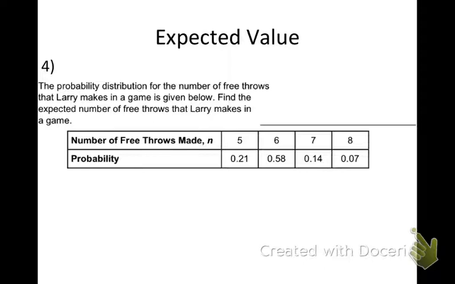Number 4. The probability distribution for the number of free throws that Larry makes in a game is given below. Find the expected number of free throws that Larry makes in a game. Okay, so this is good. So I'm going to take, what?